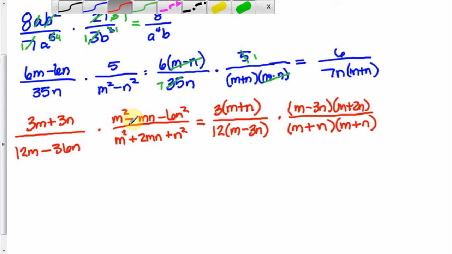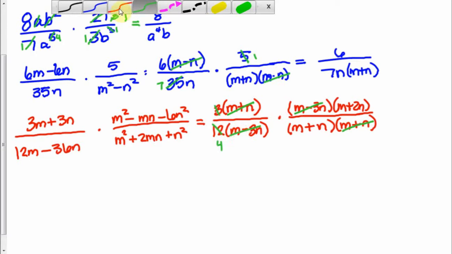I left it off. Now we're going to cancel. I notice immediately there's an m plus n in this numerator and one in the denominator. M minus 3n. These do not cancel because they are not exactly the same. Okay. What about the 3 and the 12? 4 in the bottom, right?